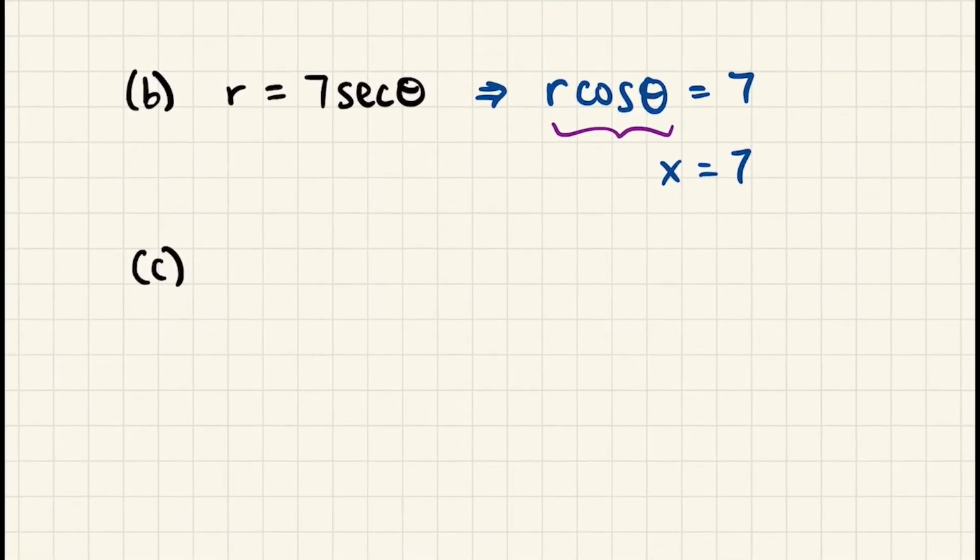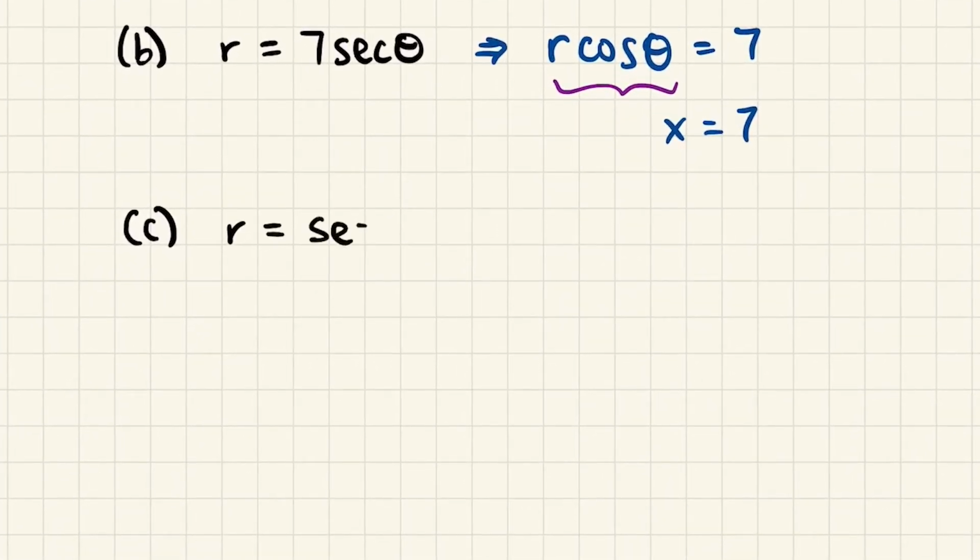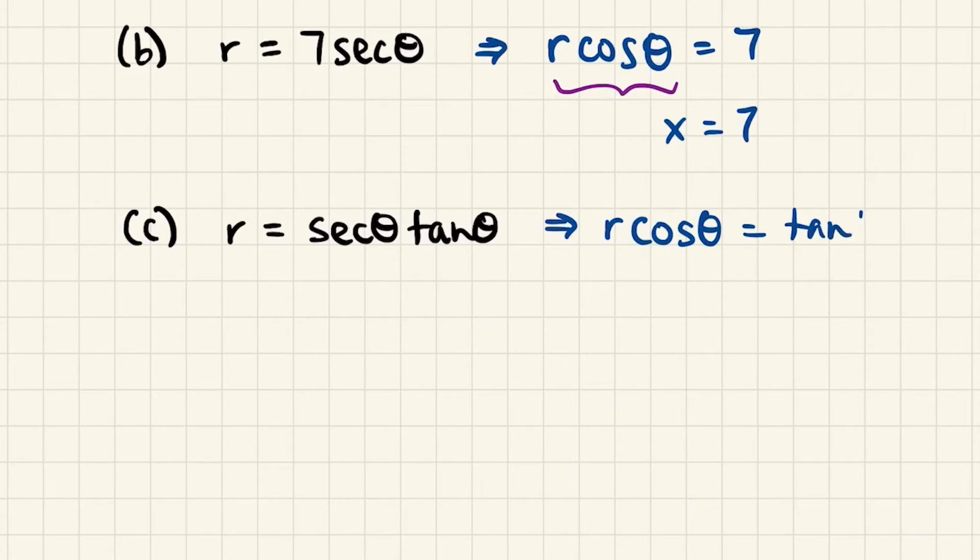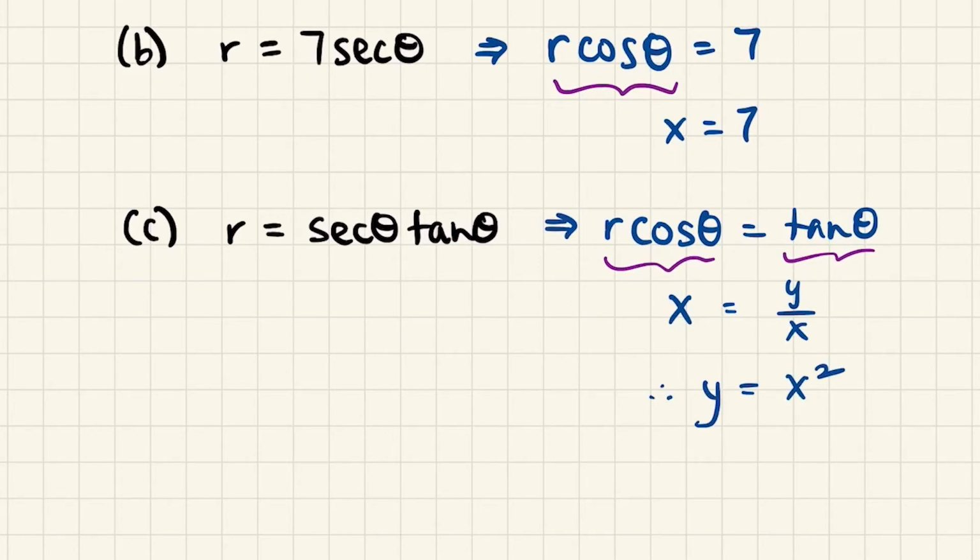All right, how about this one? r equals secant theta tangent theta. Well, we can do the same thing. We have a secant, move it over, because that's going to create an r cosine theta. So we have r cosine theta equals tangent of theta. And each of those we know how to convert. r cosine theta is x. Tangent of theta is y over x. And so this is actually the parabola y equals x squared.